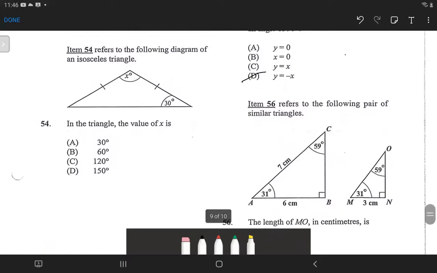Item 54 refers to the following diagram of the isosceles triangle. Notice since those two lines are equal, that means the angles have to be equal. So this is 30 degrees. That would mean that this angle up here is equal to 120 degrees.